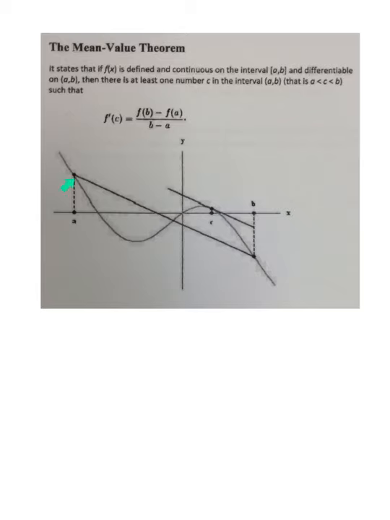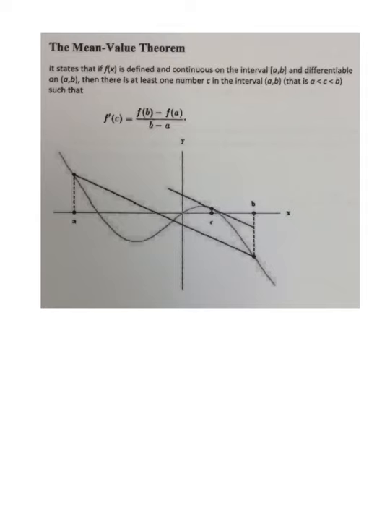If you go from A all the way to B, it's continuous. There's no holes, there's no jumps. And then it says that it's differentiable on an open interval from A to B. In other words, the derivative exists.